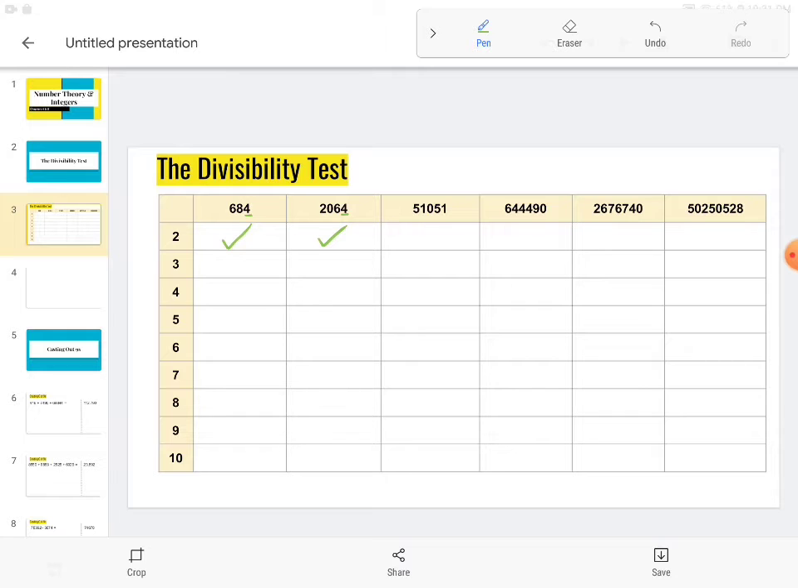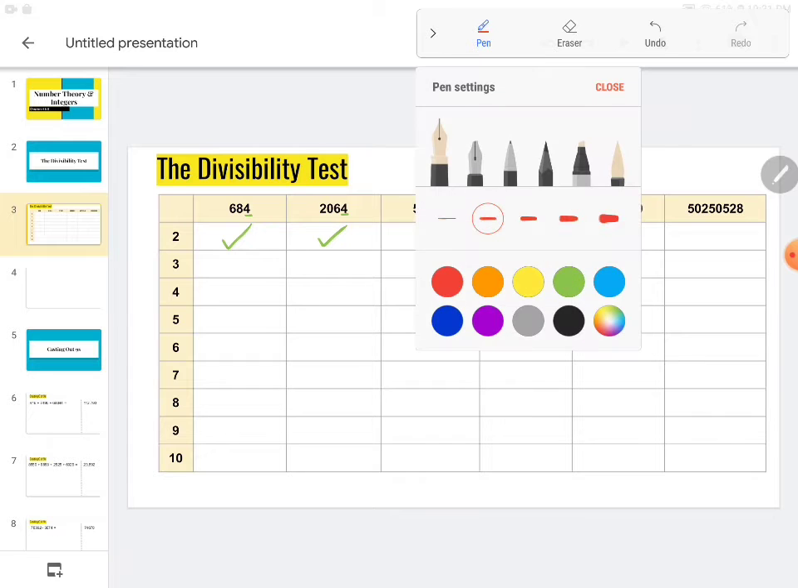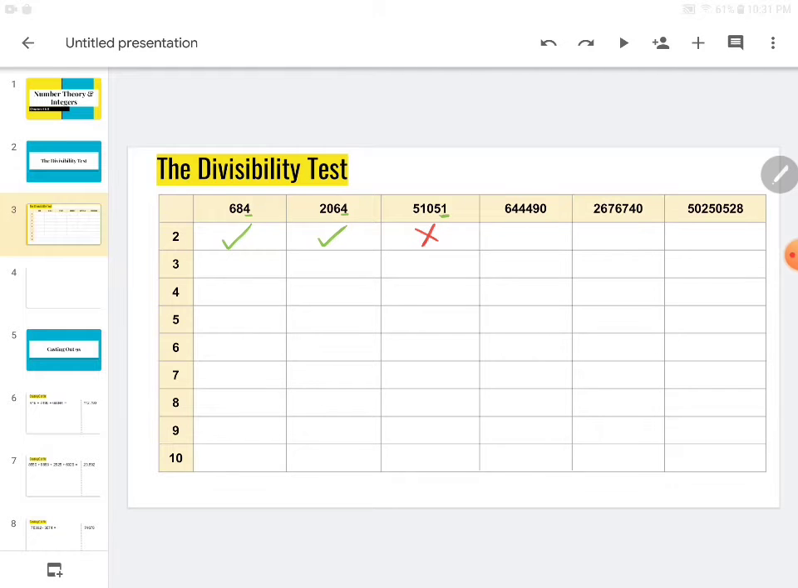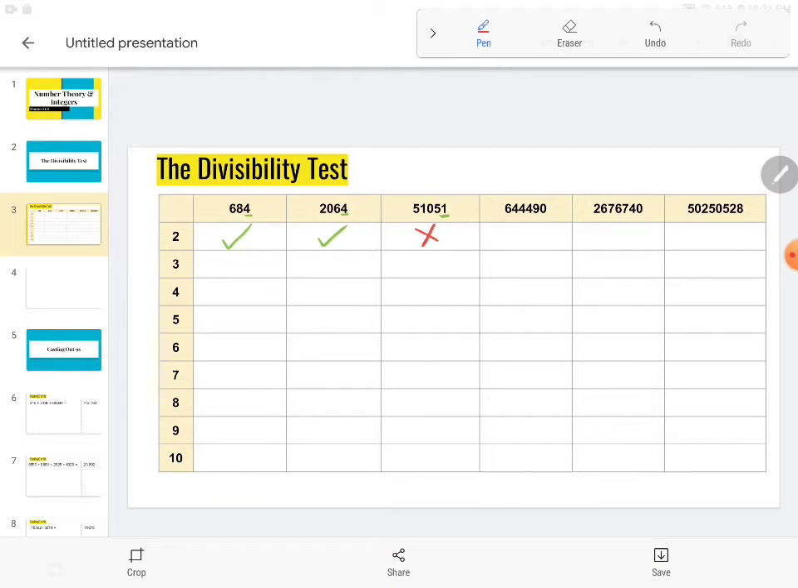So our next number, 51,051, ends with the number 1. 1 is not an even number, therefore 51,051 will not be divisible by 2. And we can just double check this, make sure Miss Phillips isn't going crazy today. Our solution when we divide 51,051 by 2 is going to be 25,525.5. Lots of decimal. It's not really a whole number, so technically 2 cannot be divided completely into 51,051.